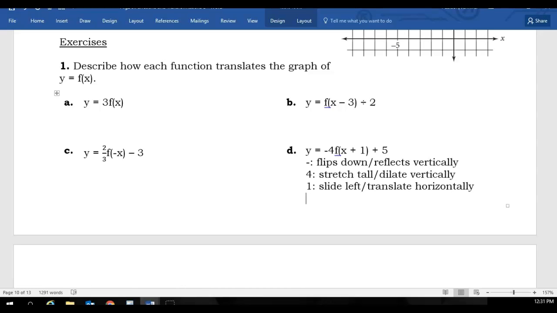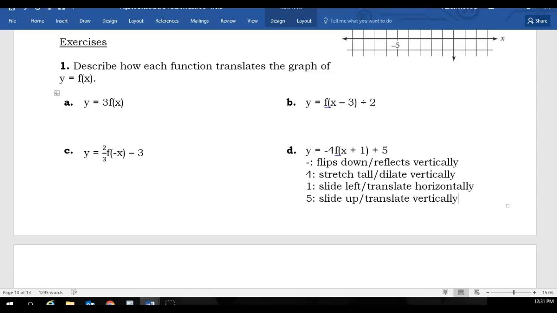And then there's one more piece, and that's the plus five at the back. When we talked about any number being added or subtracted at the back, that caused the whole graph to slide up and down. And because that is a plus, it's going to slide up. If you want to use the technical terms, that would be translate vertically.